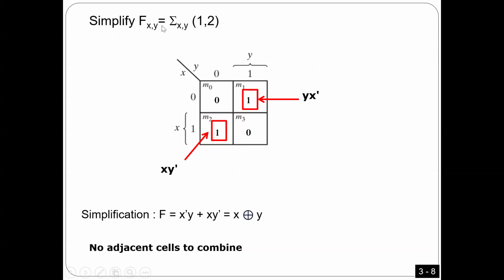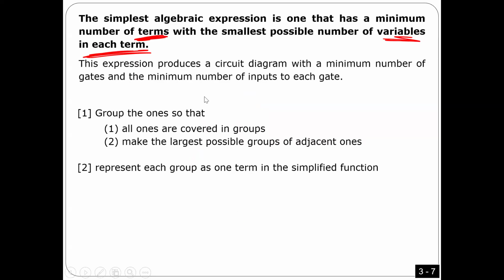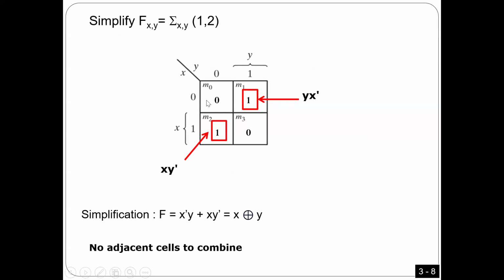Let's start with this one. I give you the function this way. Remember last time I told you we can represent the function in different ways. I can represent the function in min terms this way, or max terms. Or I can represent the function using an equation, like f equals x, y, or whatever. So there are different ways.